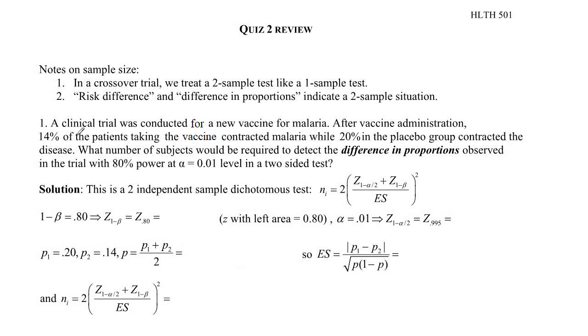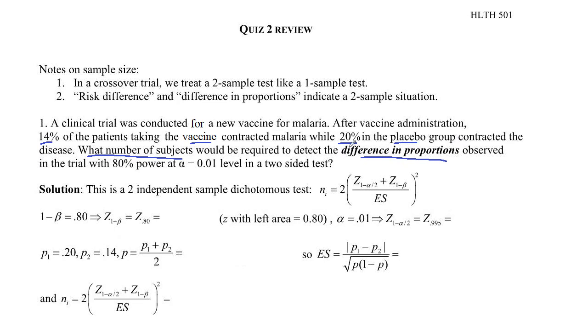So in problem 1 here, we have a clinical trial that's conducted for a new malaria vaccine. After vaccine administration, 14% of the patients taking the vaccine contracted malaria, as opposed to 20% here that were in the placebo group. So 14% for the vaccine, 20% for the placebo group. We want to know what number of subjects, so this is a sample size question, would be required to detect a difference in proportions. So those are keywords there.